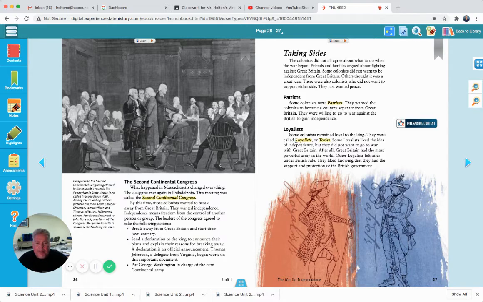What base word do you see in loyalist? Loyal. Who do you think they were being loyal to? Yeah, the king. Some colonists remained loyal to the king. They were called loyalists or Tories. Some loyalists liked the idea of independence, but they did not want to go to war with Great Britain. After all, Great Britain had the most powerful army in the world. Other loyalists felt safer under British rule. They liked knowing that they had the support and protection of the British government.